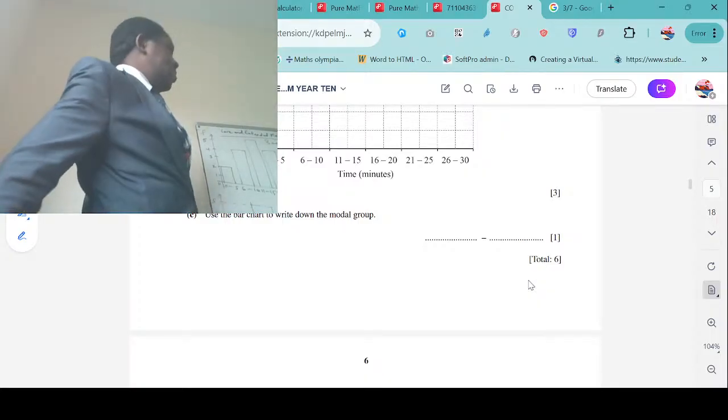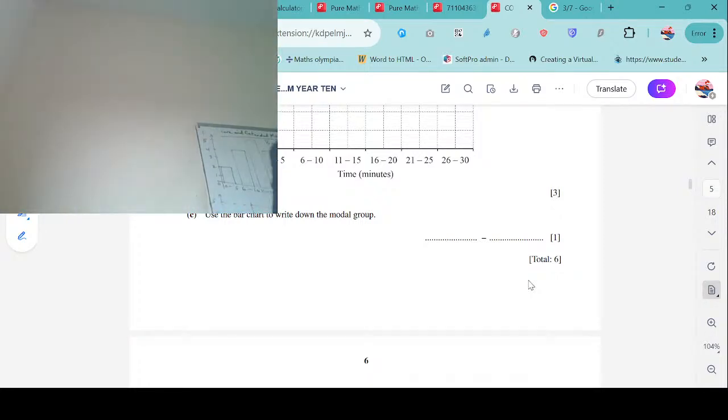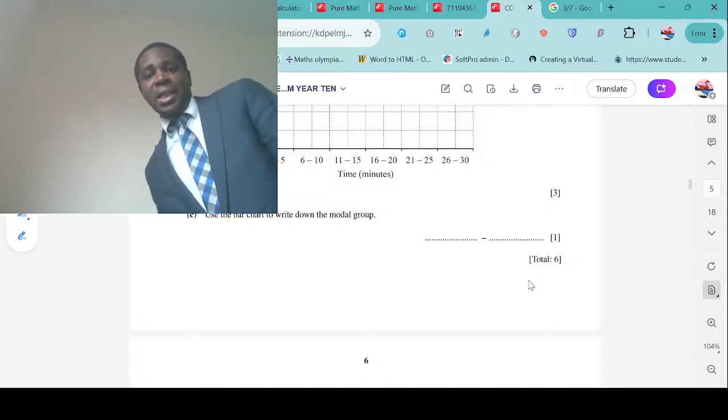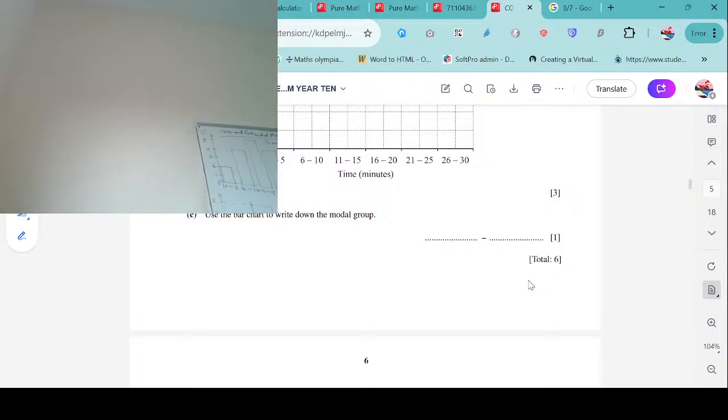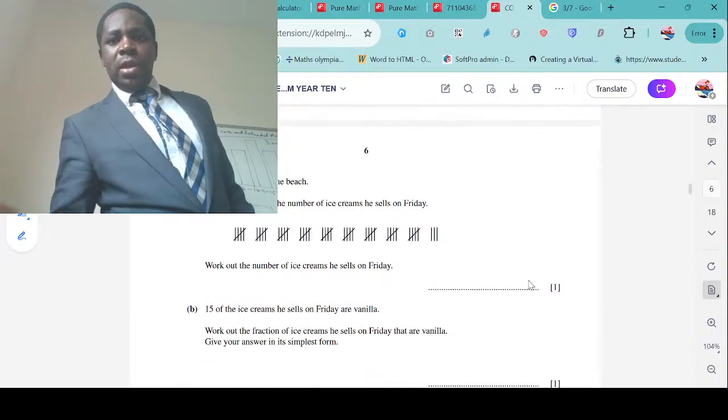So use the bar chart to write down the modal group. Modal group is the one with the highest frequency. So you use the chart or the bar chart to write down the modal group, the one with the longest, the tallest bar. So the one that has the tallest bar is 11 to 15. So for that question, 11 to 15 is the modal group. So that's the answer to that one, and that's 1 mark.